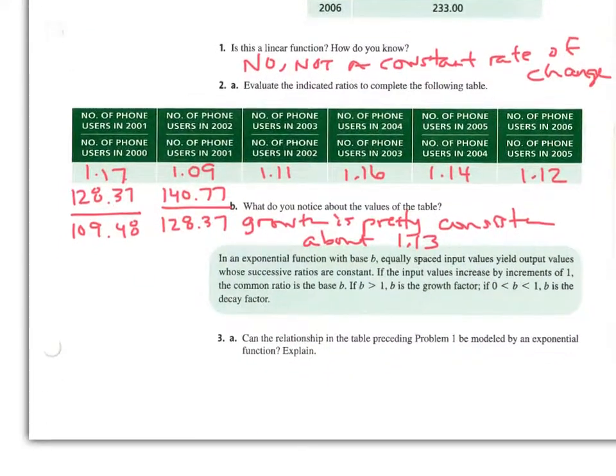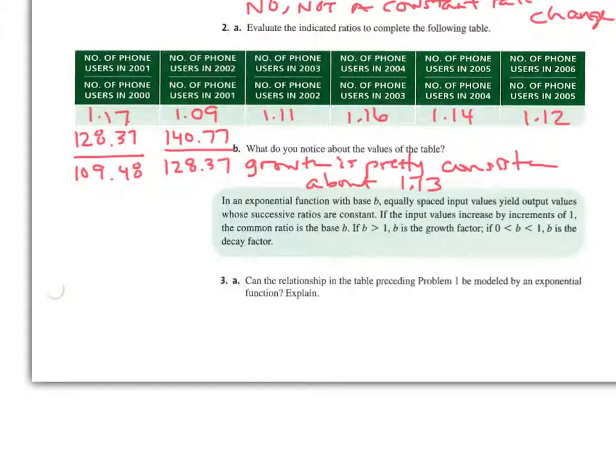So here's what we're talking about right here. They're talking about successive ratios. These are ratios that we just found in that table. If they're constant, then we can call this an exponential function. If it's greater than 1, this is what we talked about in the last couple activities, it's growth. If it's between 0 and 1, it's decay. So can this table right here be exponential? Yes, this table can definitely be exponential.